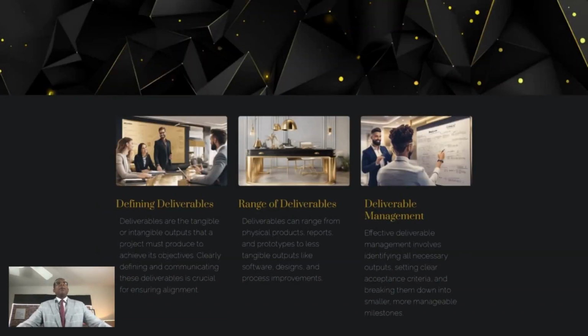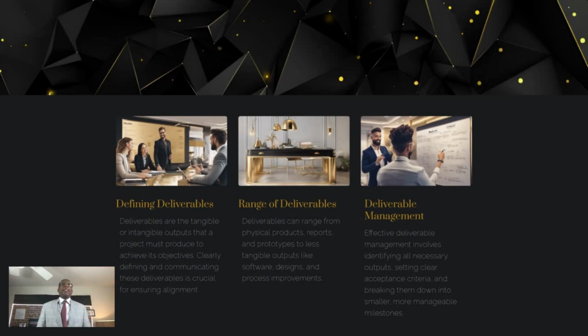The next item here is talking about deliverables. What are deliverables? Being able to define deliverables, the range of deliverables, and deliverable management. That's just really the breakdown of that. Deliverables are really tangible or intangible outputs. Again, that's the key word, outputs, not results. Outputs are what am I getting from the result of the work that you're doing.